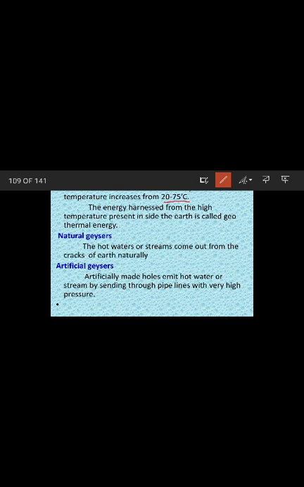There are two types of geothermal sources available. One is the natural one. The hot water streams that come out from the cracks of the earth naturally are referred to as natural geysers. Artificially made holes emit hot water or steam, sent through pipelines with very high pressure.